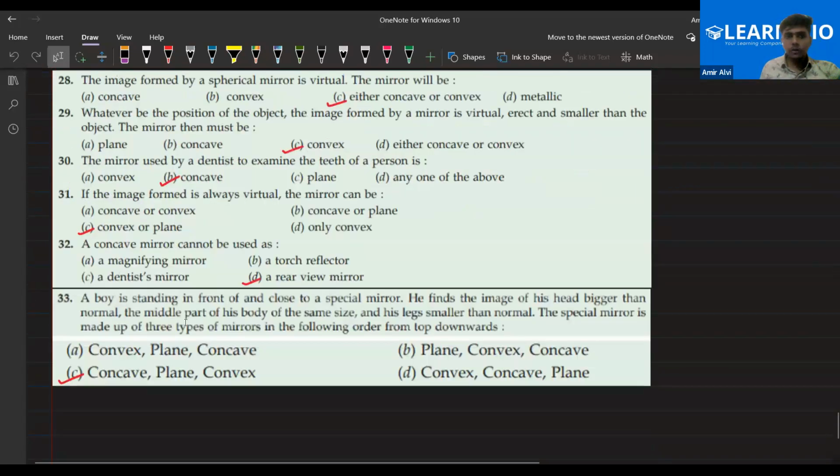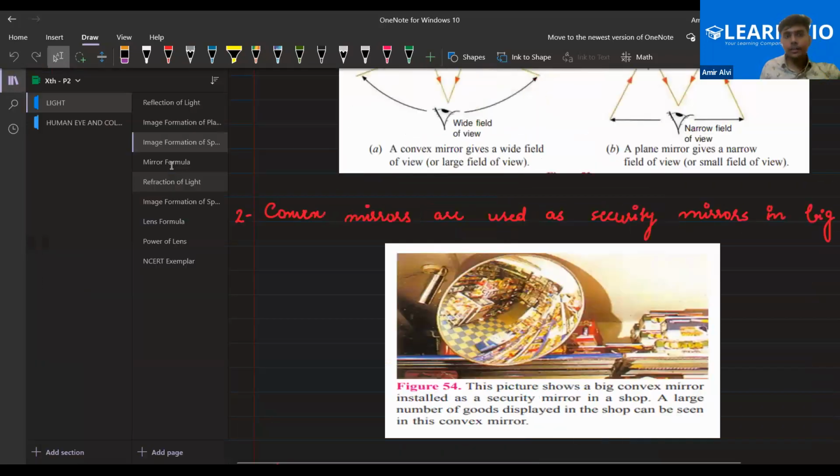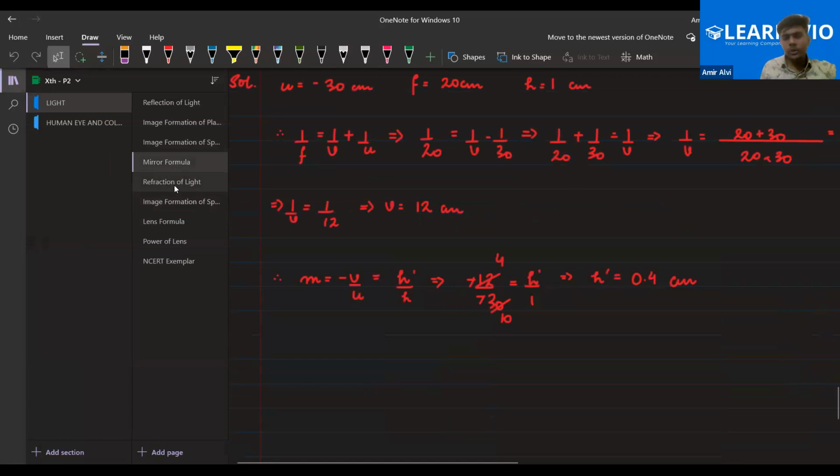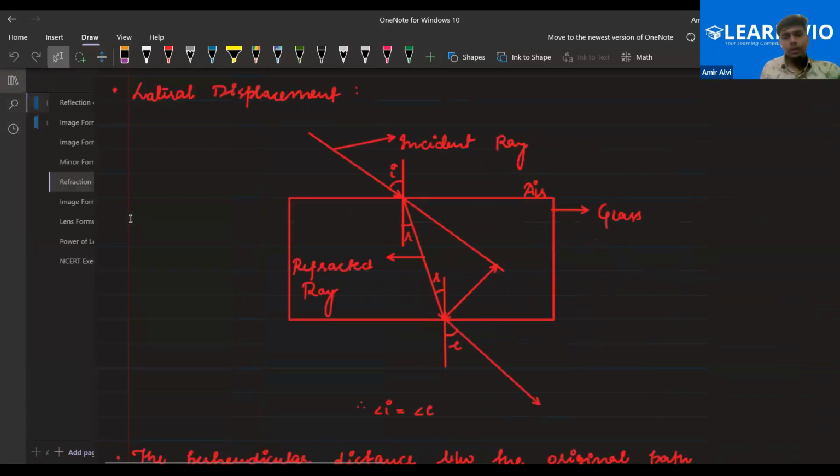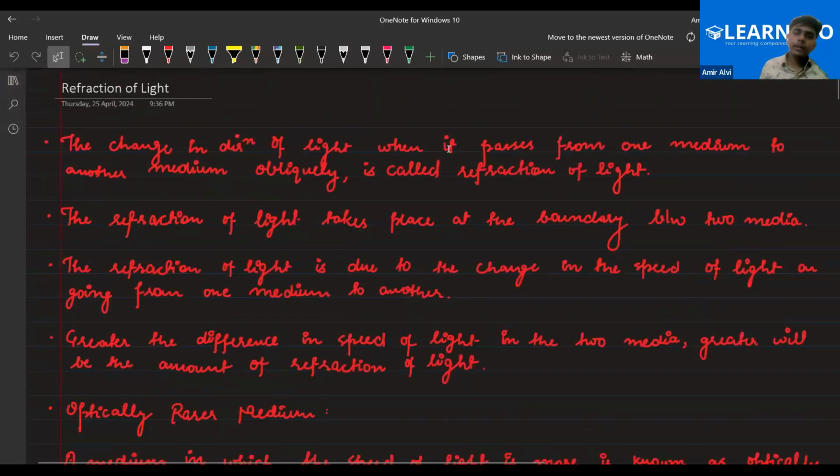Sure, that's great. Okay, so now let's understand the refractive index part. We'll do the questions of the mirror formula once we complete the theoretical portion. Now let's understand the refraction of light.